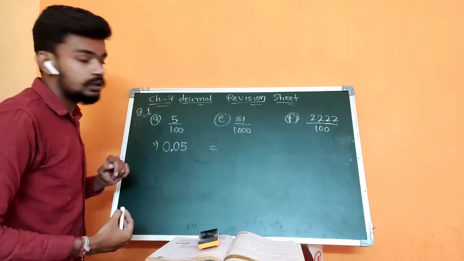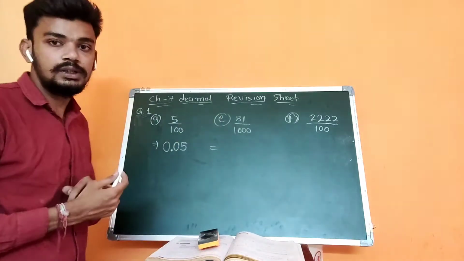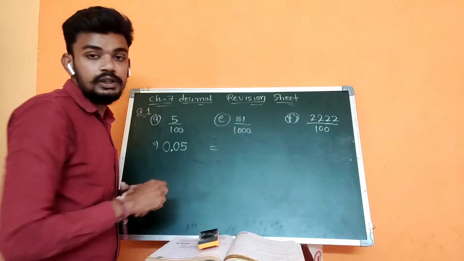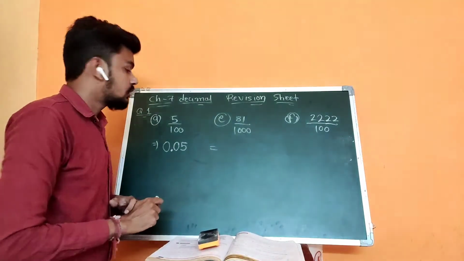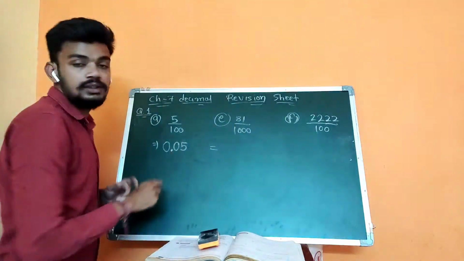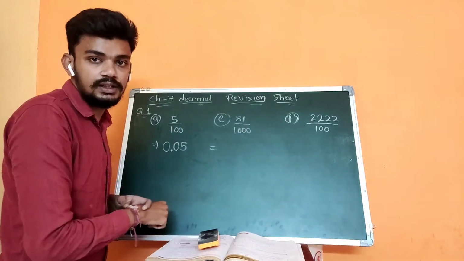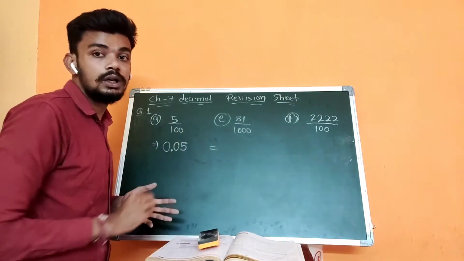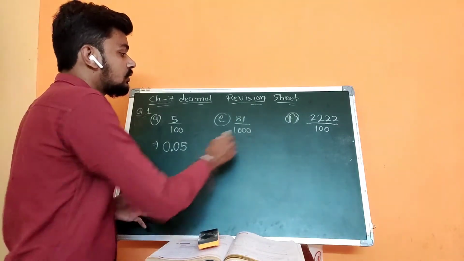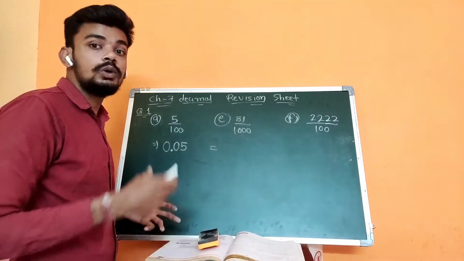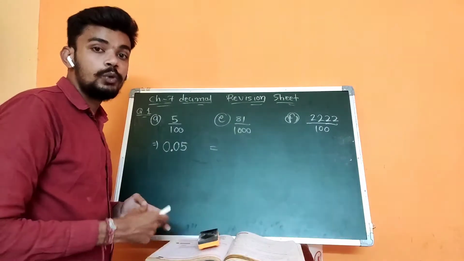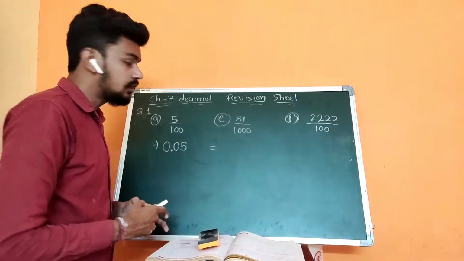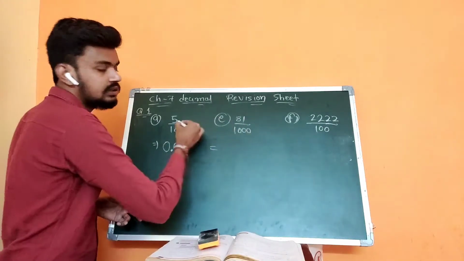Next, the second one, E1. The question is 81 divided by 1000. As you can see, there are 3 zeros, so we need to put the decimal point after 3 places from the right side. You just need to count.